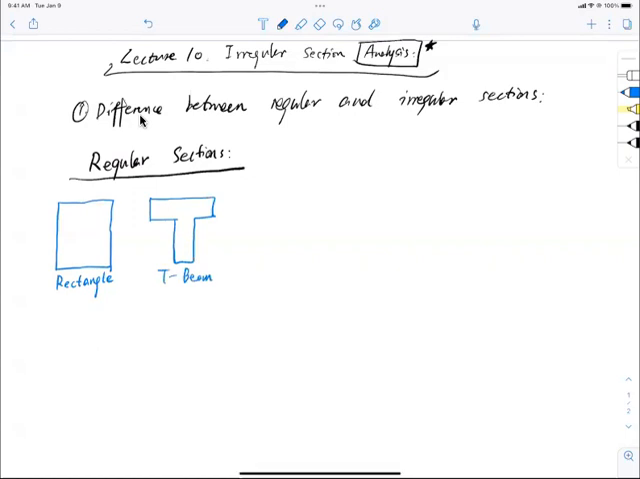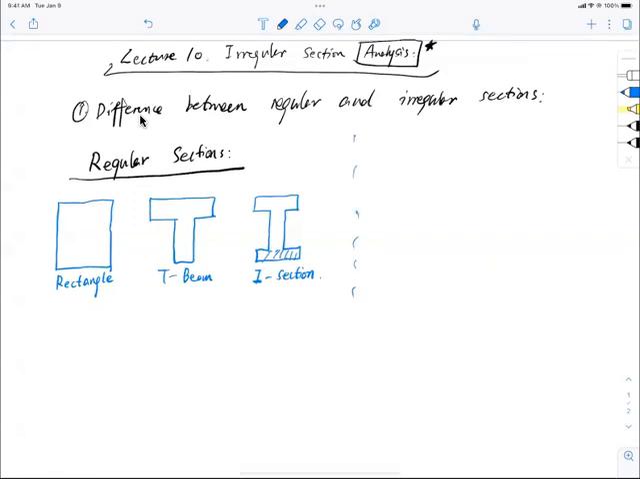And now if you know how to do a T-beam, you will also know how to do an I-beam, okay? The difference is that for the I-beam, the lower part usually is not accounted for in terms of tensile loading, okay? But anyway, so this is an I section. And that is the regular sections in our head, okay?